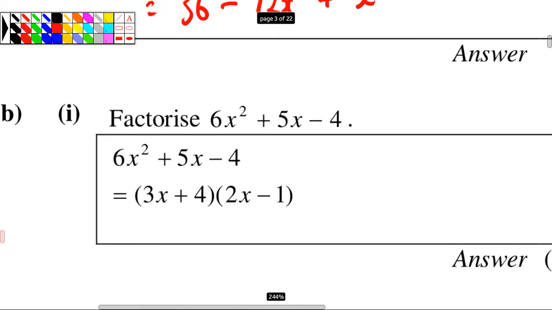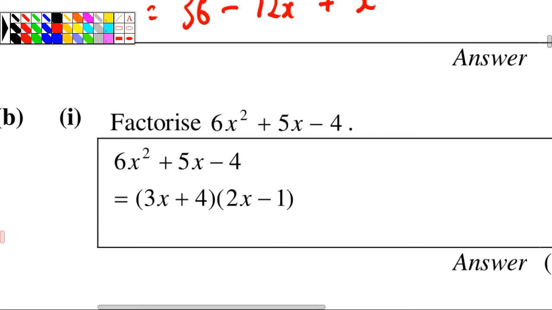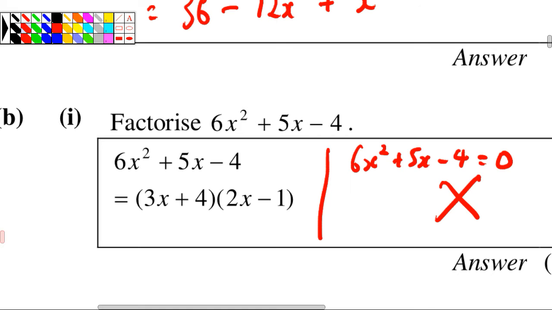Factorize, shouldn't have mistakes. So this is the answer. How many of you wrote this? How many of you wrote 6x squared plus 5x minus 4 equals 0? Just curious. Anyone wrote this? No? So this is wrong. Once I see this wrong, 0 marks. I don't care what you write later. 0.